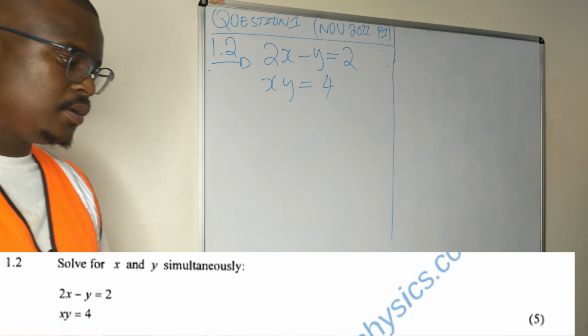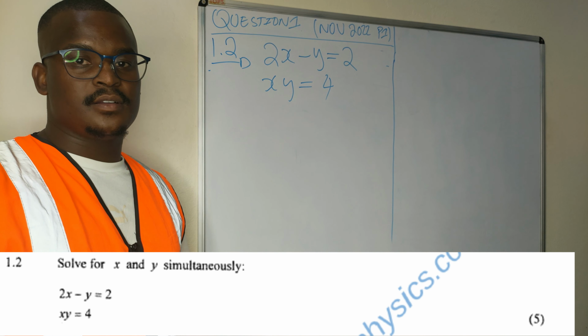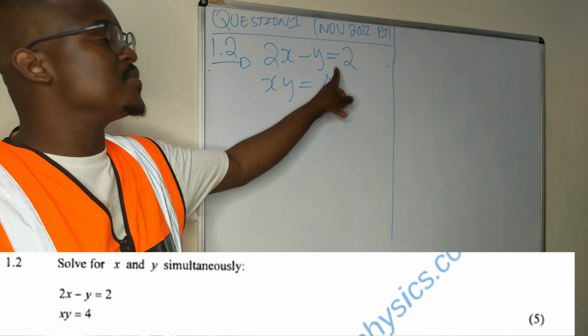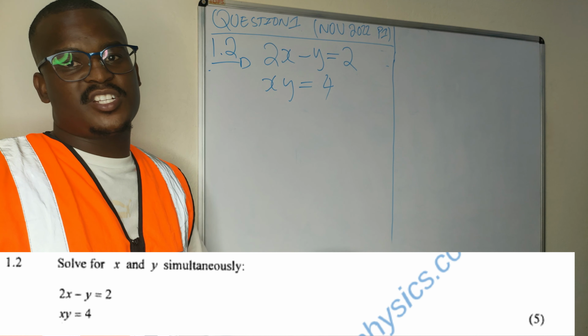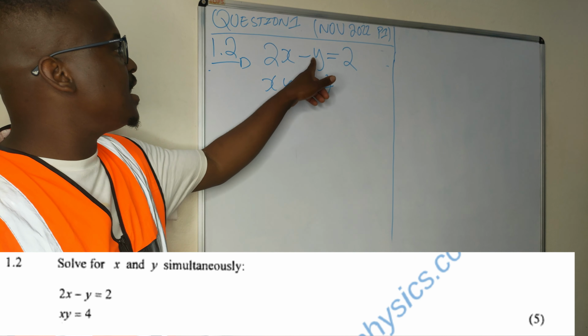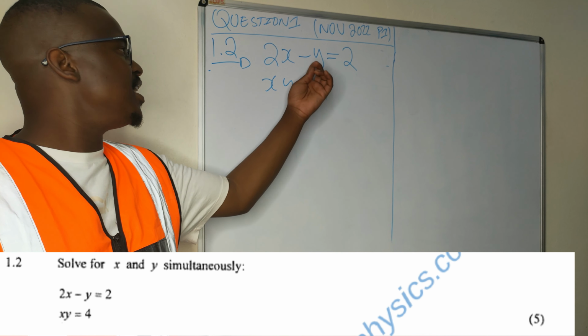They want you to solve x and y simultaneously. So what I always look for here is the simplest equation. So the simplest equation is this one. From the simplest equation, make x or y the subject of the formula, whichever you find easier to do. In this case, y is the one that can easily be made the subject because it doesn't have any big coefficient.